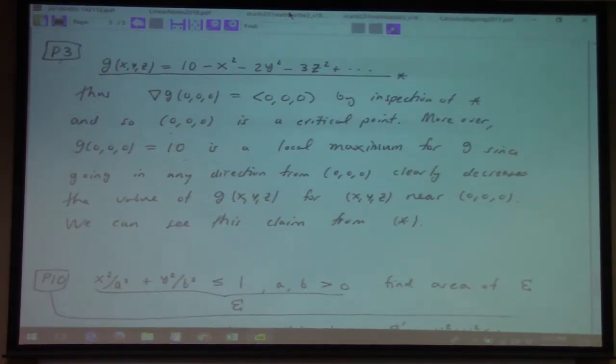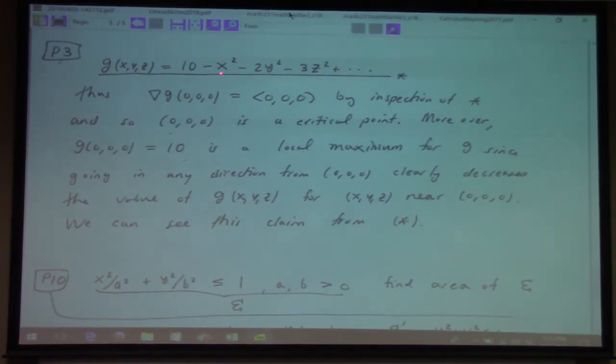So problem 3, this should be pretty easy if you've understood what I've said before about this stuff. So we're given the multivariate Taylor's expansion. And so we can look at this, and there is no term with x, no term with y, no term with z, right? So we can read by inspection that the gradient at 0, 0, 0 of g is just 0, 0, 0, which tells me that indeed 0, 0, 0 is a critical point.